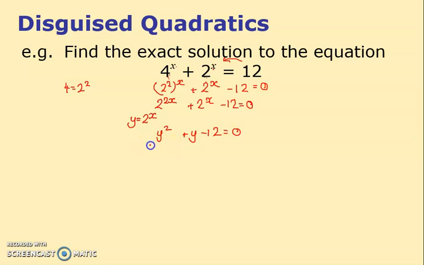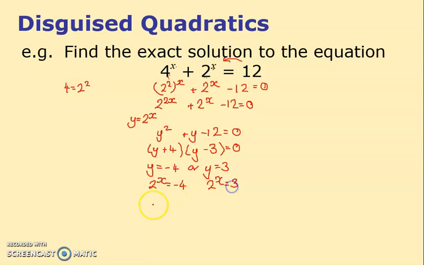And this time I'm going to factorize. I'm going to say y plus 4, y minus 3 equals 0. So y equals negative 4 or y equals 3. Now notice what I've said. These things are really not y's, they're 2 to the x's. 2 to the x is negative 4. 2 to the x is 3. But this has no solutions. We've already seen that exponentials don't give negative answers.